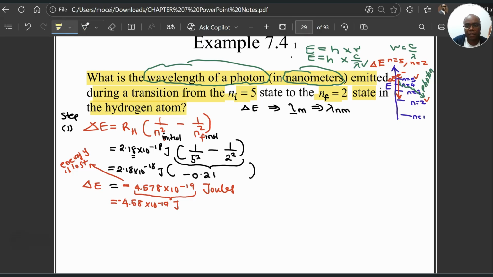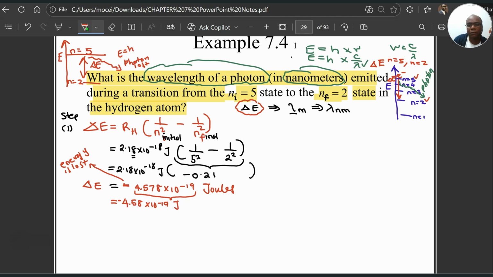Now we are done with the first part, which was determination of change in energy. Remember, by picture, we are moving from the n equals 5 level all the way down to the n equals 2 level. The difference in energy is what we are calling delta E, and a photon is emitted. Photon is lost, energy is lost, that's why we have a negative. Now, the question does not want the change in energy. The question wants the wavelength.